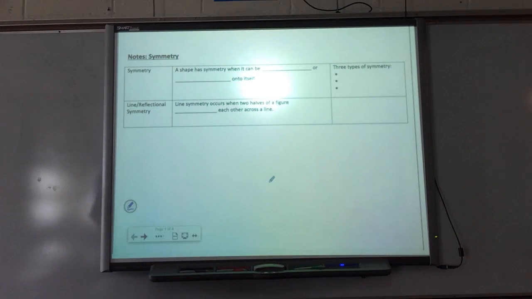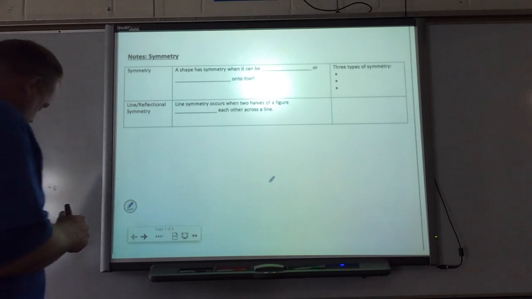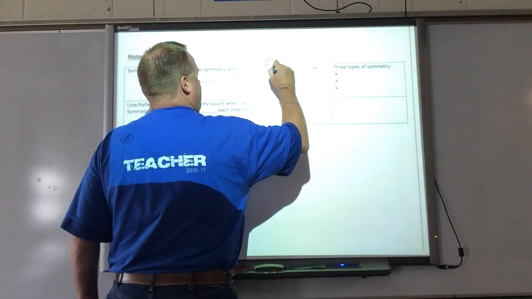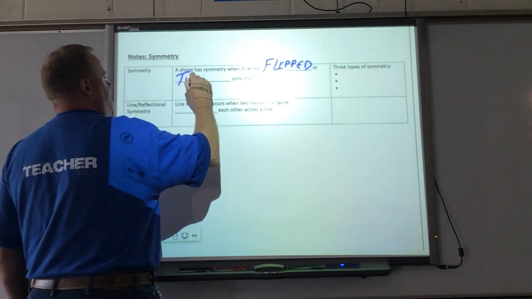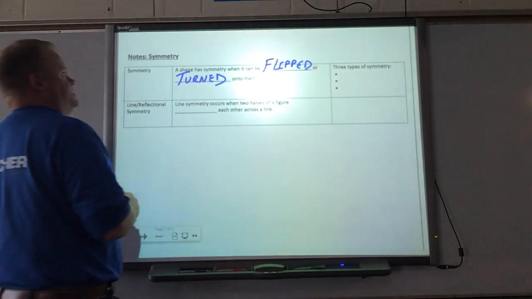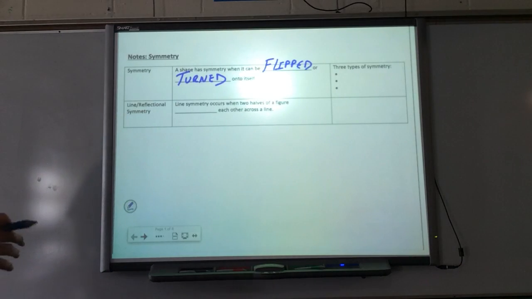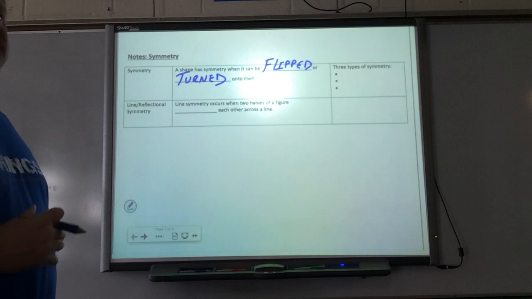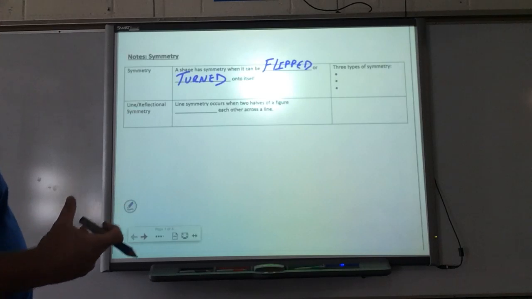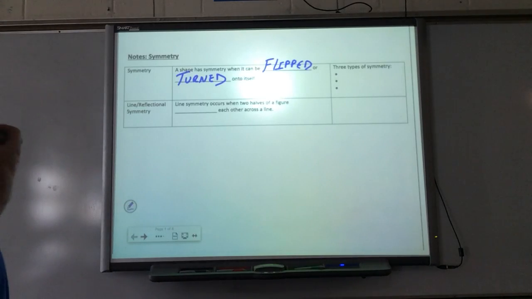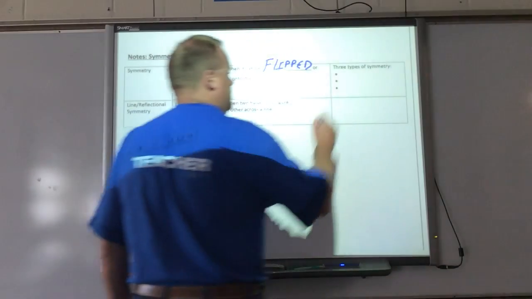It says symmetry. A shape has symmetry when it can be what or what onto itself. Well, I want to use the words flipped or turned onto itself. And that should make sense that if I have a figure, let's say a snowflake or square, if I turn it or I flip it, it should be the exact same and should look the exact same as I do that.